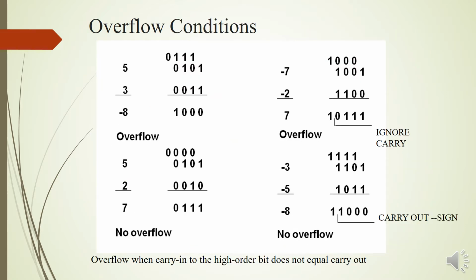5 plus 3 is minus 8. How does the overflow occur? When we represent the given numbers in 2's complement form and add them, we get 1000, which is read as minus 8. So the answer is wrong. This we call an overflow error.